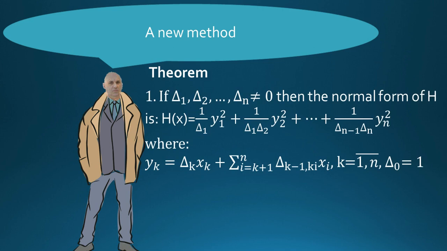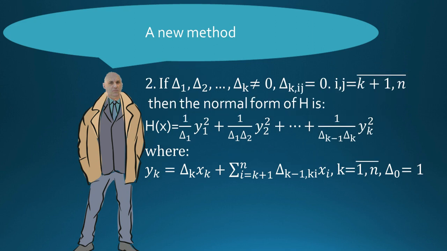Theorem 1. If Delta 1, Delta 2, ..., Delta n are different from 0, then the normal form of h is h(x) = 1/Delta1 y1² + 1/(Delta1 Delta2) y2² + ... + 1/(Delta n-1 Delta n) yn², where yk = Delta k xk + sum, with i from k+1 to n, of Delta k-1,ki xi, for k = 1 to n, and Delta 0 = 1.